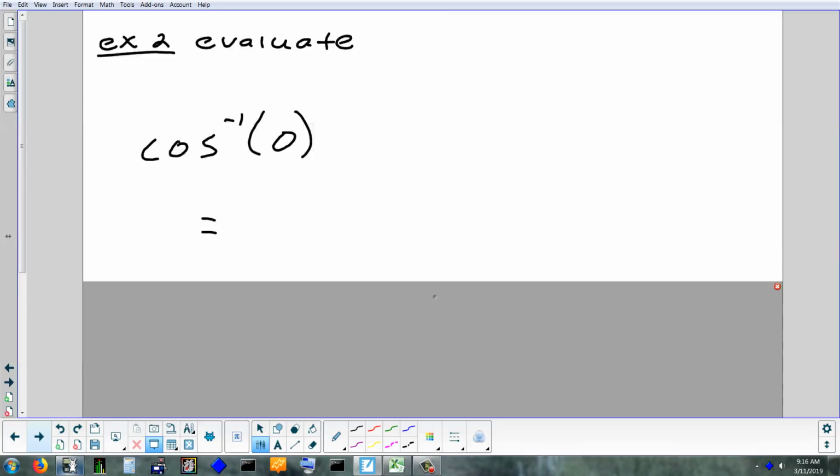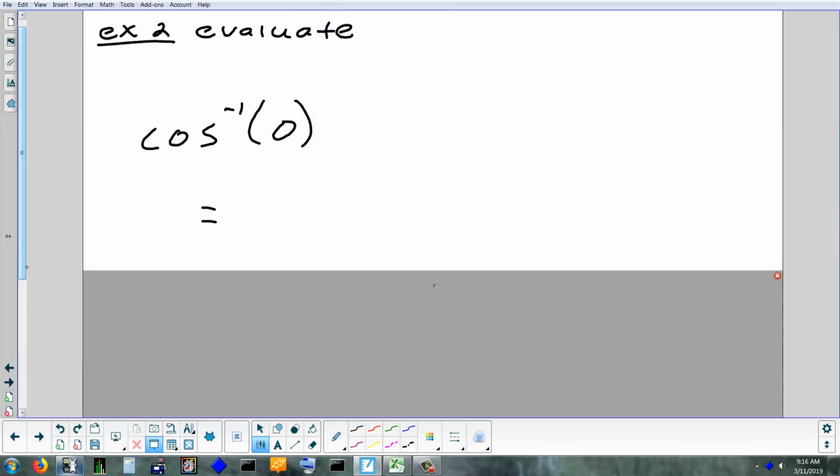Okay. Let's try inverse cosine of 0. Now, we got to kind of switch gears here. Inverse sine is negative 90 to 90. What are we thinking we need to be between now? It's not negative 90 to 90 anymore. It's 0 to 180. Yeah. So forget about negative 90 to 90. We're going 0 to 180.